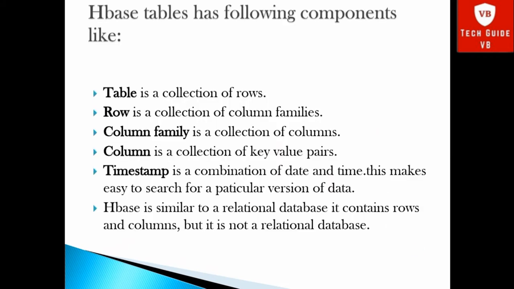Next, the HBase table has the following components. First is the table, it is a collection of rows. Next is the row, it is a collection of column families. Next is the column family, it is a collection of columns. Next is the column, it is a collection of key value pairs. Next is the timestamp, it is a combination of date and time. This makes it easy to search for a particular version of the data.